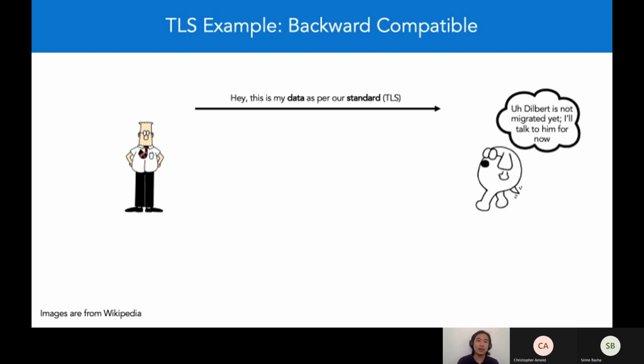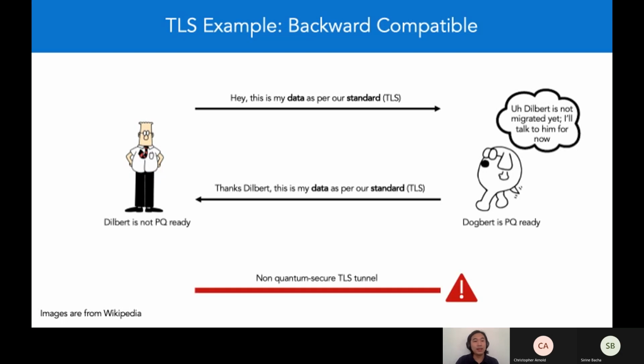So here we assume that Dogbert has the policy to allow the communication to continue. So in this case, Dogbert will fall back to standard TLS to allow a link to be established between them, but the link is not quantum safe.